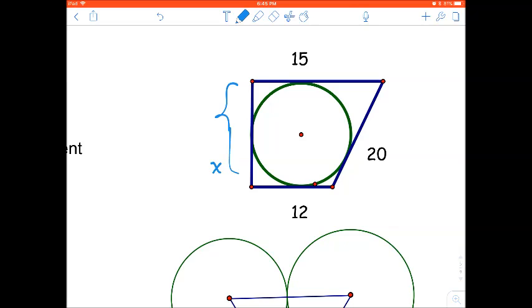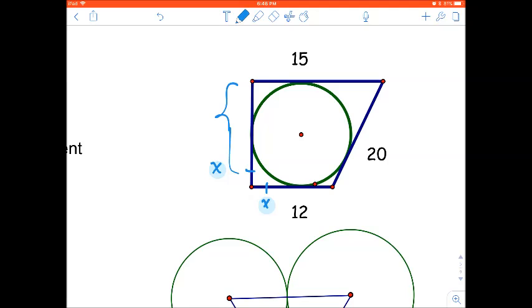I'm going to assign this tangent right here to be x. And from a previous concept, we know that two tangents that stem from the same external point are going to be congruent if drawn to the circle. And so if I know that the one part I initially assigned is x, then I know that the other segment extending from that point tangent to the circle will also be x.